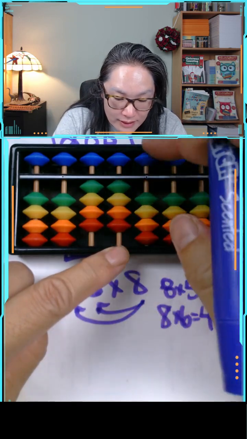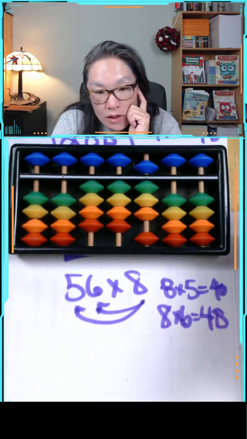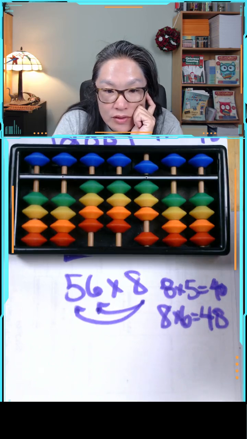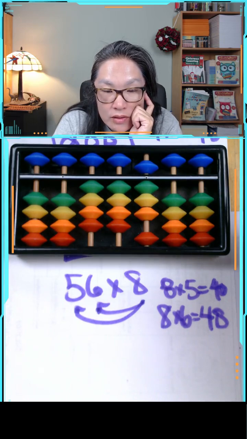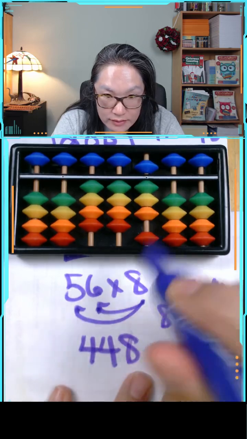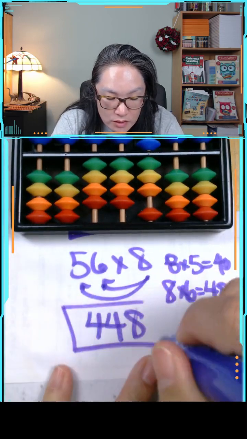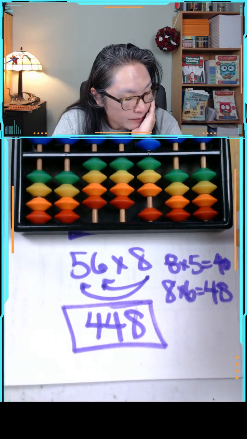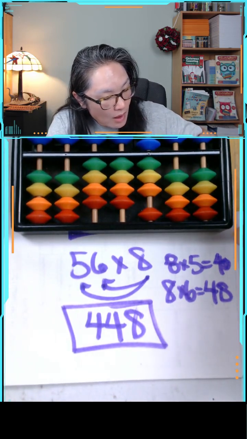Add the 4, add the 8. So final answer is, thank you, Jackie. Yes, thank you. Thank you, Hunter. Thank you, Jay. Thank you, Koa. Right? Yes, it is 448. That's it. So what we just did is we did distributive property. That's it.